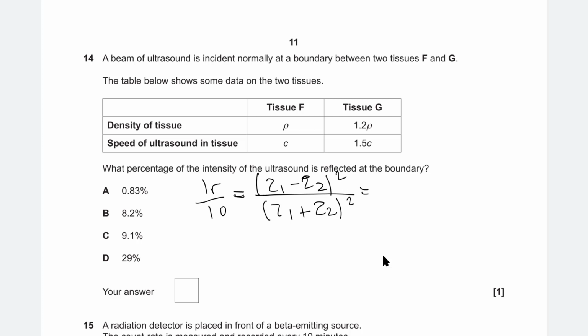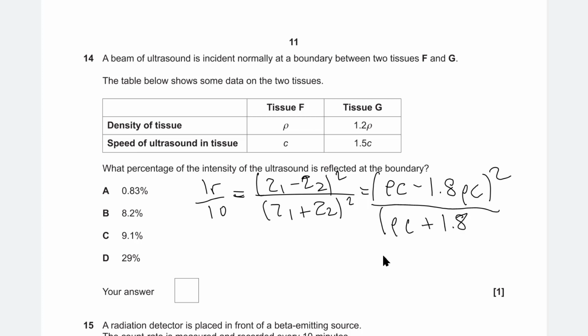Okay, well, this thing here will be equal to rho c, take away, in my calculator, I'm going to times 1.2 times 1.5. Let's see what we get. 1.2 times 1.5. Okay, so this is just giving me 1.8 rho c squared. Then I'm going to be dividing that by rho c plus 1.8 rho c, all of it squared.